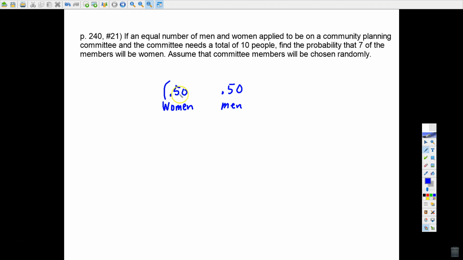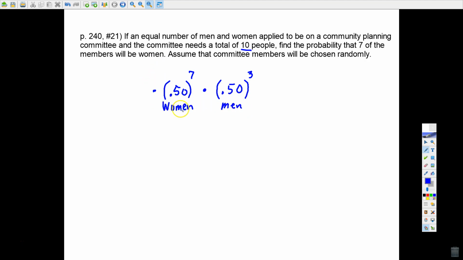If you develop a routine in setting these problems up, I think it gets easier when you see these. All right, so we're going to raise both of these percentages to a power. And if we want to know the likelihood that 7 women will be chosen, I'm just going to take the likelihood of a woman being chosen, and I'm going to raise that to the 7th power. Well, if 10 people are chosen in total, and 7 of them are women, that means 3 of them have to be men.